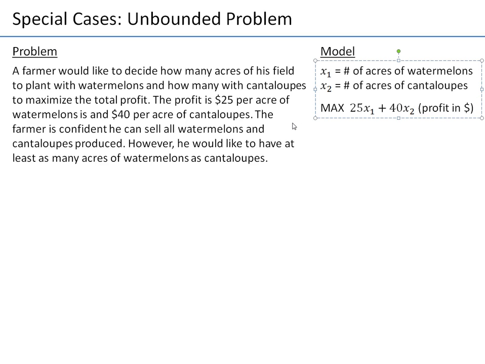Now, what are the constraints? The only constraint that is given in the problem is that the farmer would like to have at least as many acres of watermelons as acres of cantaloupes. So this means that we'll say, subject to, the number of acres of watermelons is x1, and he wants this to be at least as large, so greater than or equal to the number of acres of cantaloupes, and that is x2.